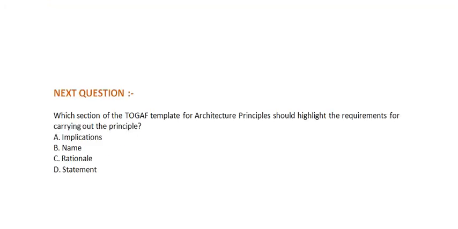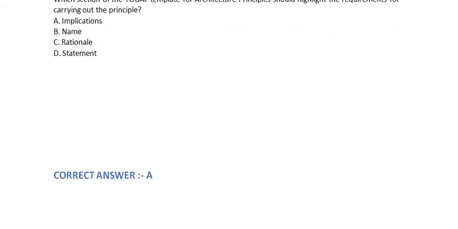Next question is, which section of the TOGAF template for architecture principles should highlight the requirements for carrying out the principle? Option A, implications. Option B, name. Option C, rationale. And option D, statement. The correct answer is option A.